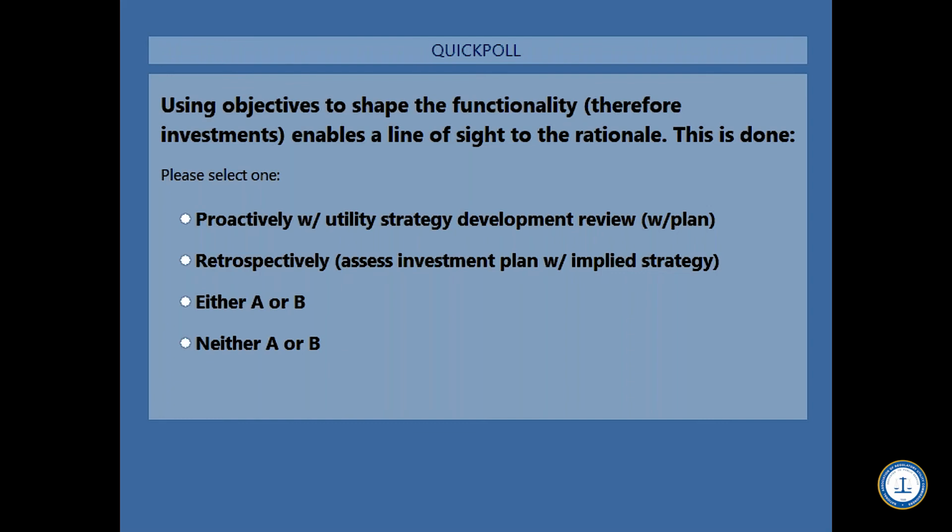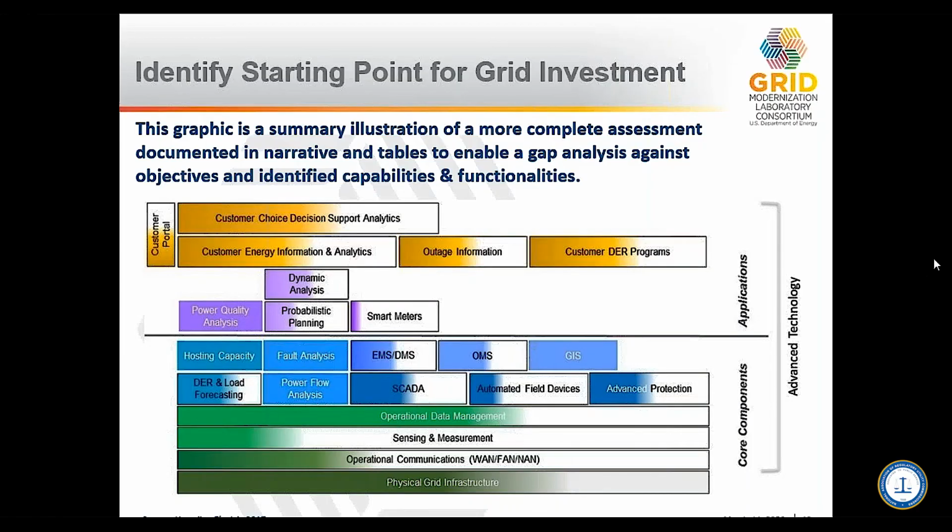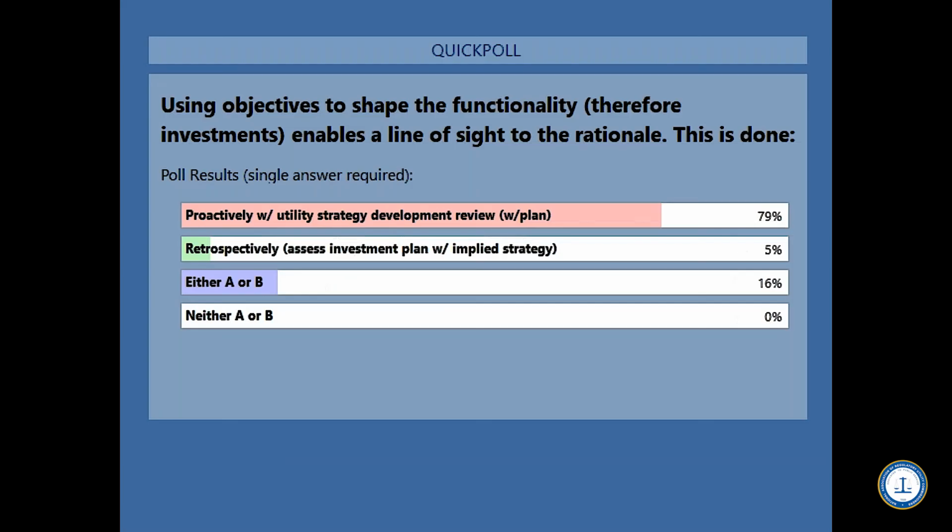All right, so we're over 50%, so we're going to close the poll. Thanks. And here are the results. 80%, or almost 80% said proactively, about 5% said retrospectively, and then 16% said A and B. Thank you all.